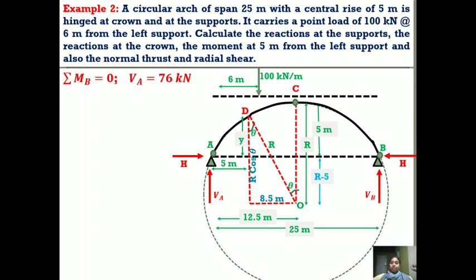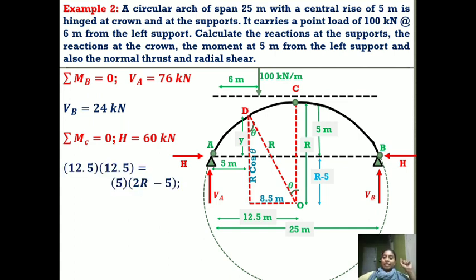Take sigma MB is equal to 0. We get VA is equal to 76 kilonewton. Now apply vertical reactions is equal to downward loads. We get VB is equal to 24 kilonewton. Now take sigma moment at C is equal to 0. You take either the left of C or the right of C. So we get H is equal to 60 kilonewton.